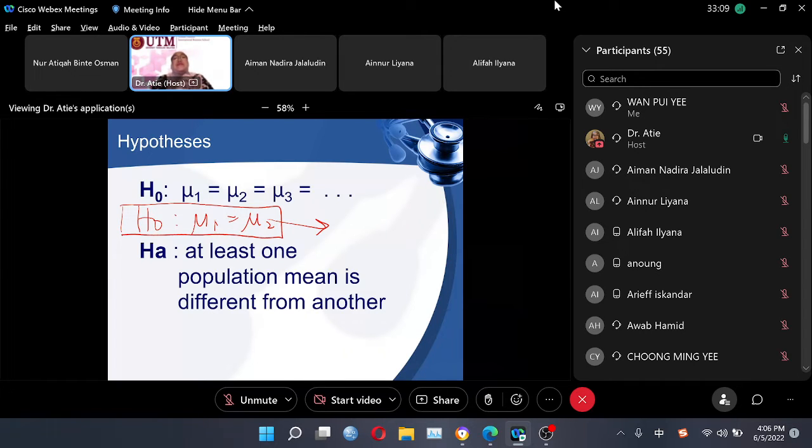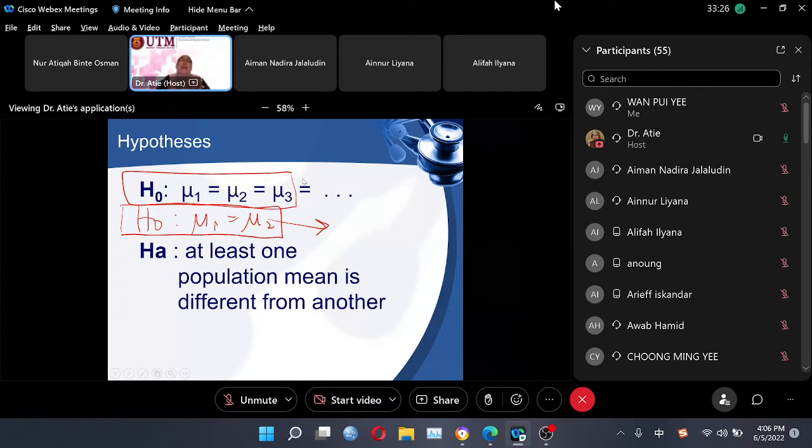So let's say you have three groups, it means that you need to write mu1 is equal to mu2 is equal to mu3, all right? This is just in case you have three groups to be compared.